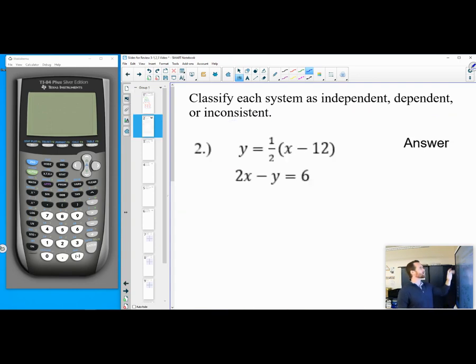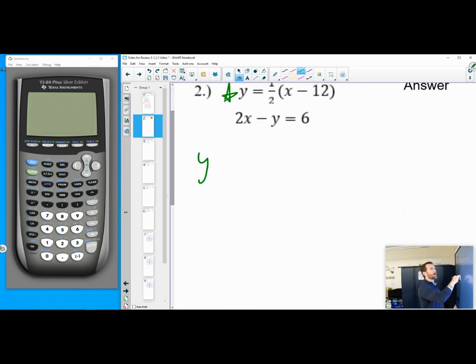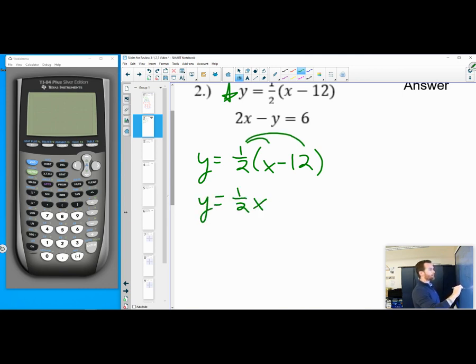Okay, number 1 down. Number 2, same directions. Got to get y by itself. Again, we'll color code this. We'll do the first in green. So let's rewrite it. Y equals 1/2 times x minus 12. Y is actually already by itself. We just have to distribute the 1/2, and we get y equals 1/2 x minus 6. So first one down.